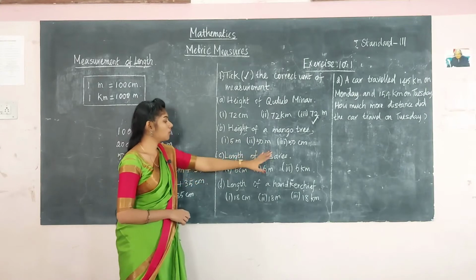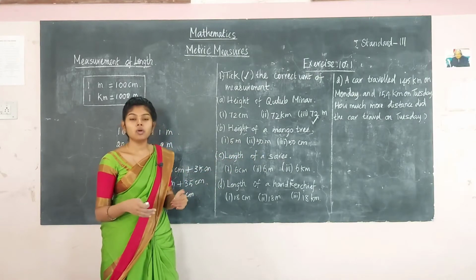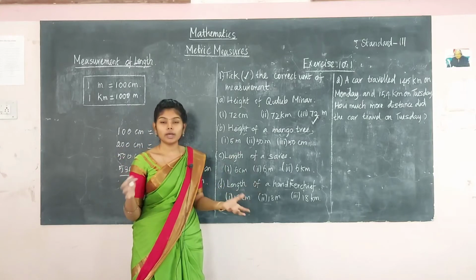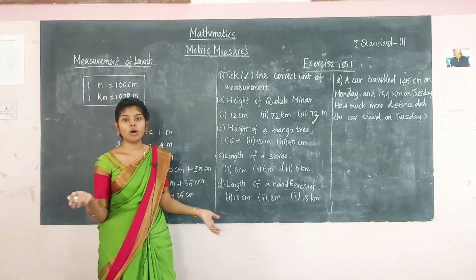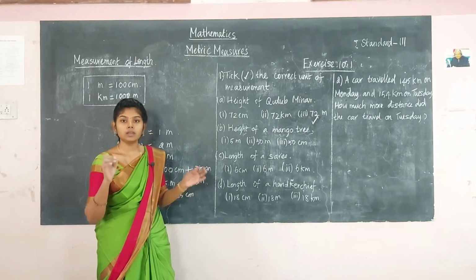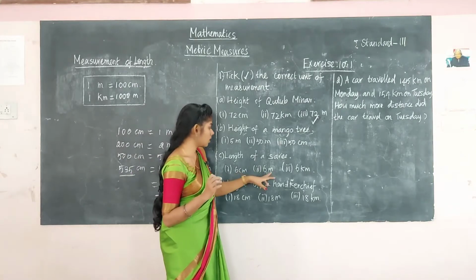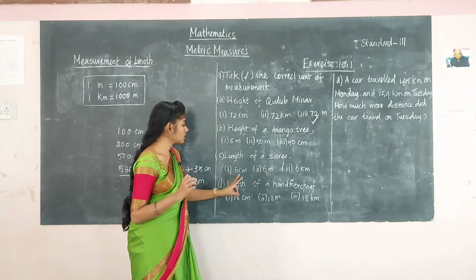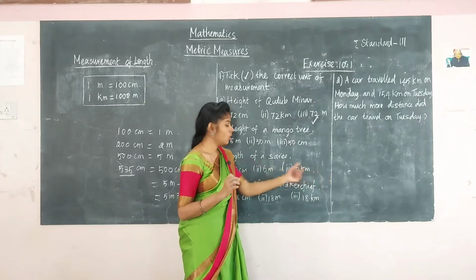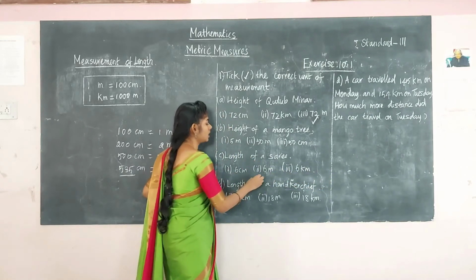And next one, length of a saree. I am wearing a saree, whether it is shorter in length or longer in length. Definitely it's longer in length, so it must be in meter. So you have to choose 6 meter. Here centimeter is given, kilometer is given. So here 6 meter is the right answer.